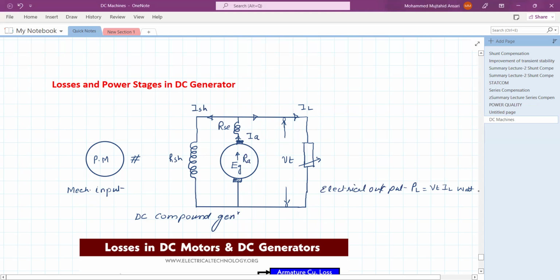Now, this windage and frictional loss depends upon the speed, whereas the current in the armature and the current in the series field winding is a function of load. It means that if the load current increases, whereas the shunt field current remains constant, the generator will deliver more current. So whatever losses take place in the armature and series field winding are a function of load. One thing.